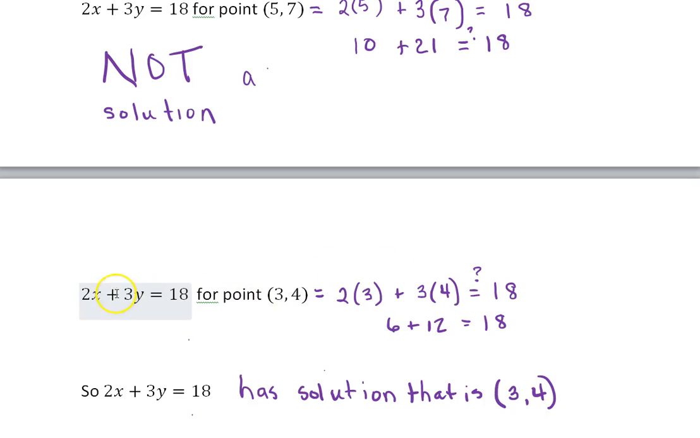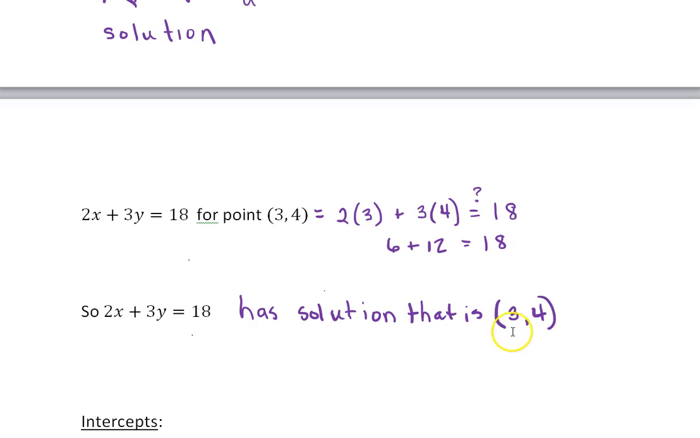In this next case, for the same equation, I have the point 3, 4. So again, I'm going to replace my variable with the value. Here I have the 2 times the 3 for my x value, and the 3 times the 4 for my y value, and we're asking if that's equal to 18. Well, 6 plus 12 definitely adds up to 18, so this has a solution that is 3, 4.